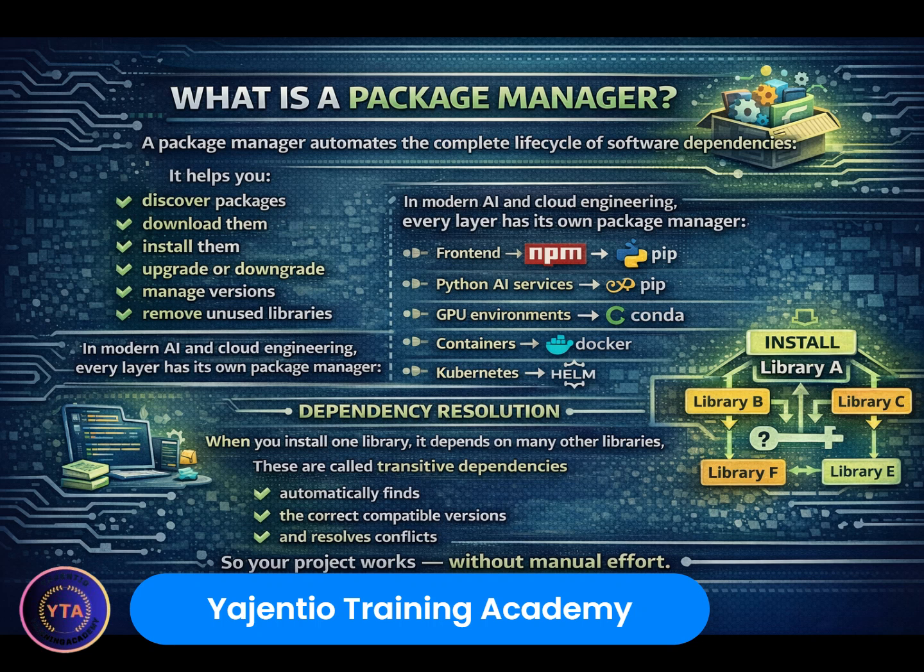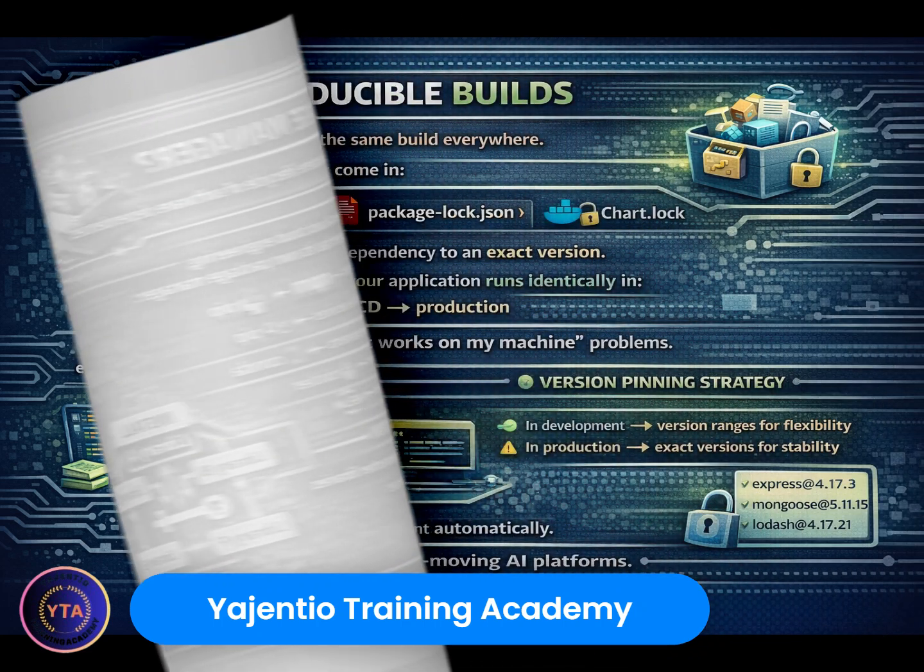Dependency resolution. When you install one library, it depends on many other libraries. These are called transitive dependencies. A package manager automatically finds the correct compatible versions and resolves conflicts, so your project works without manual effort.